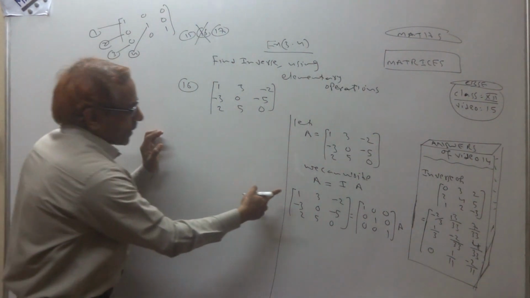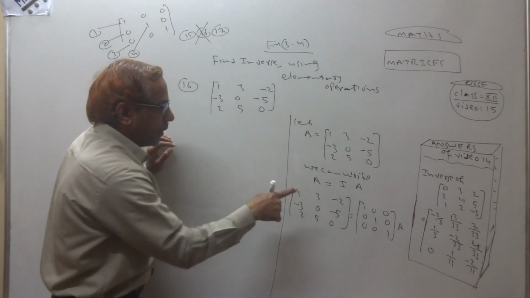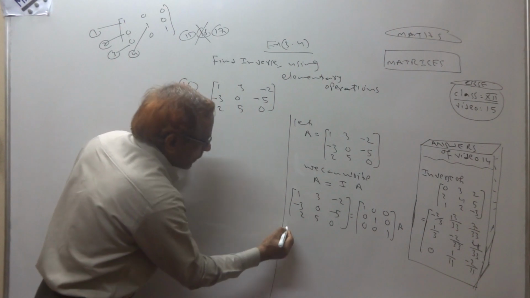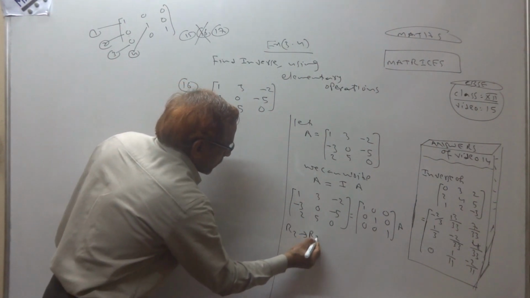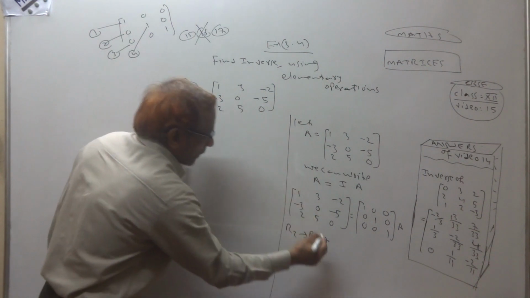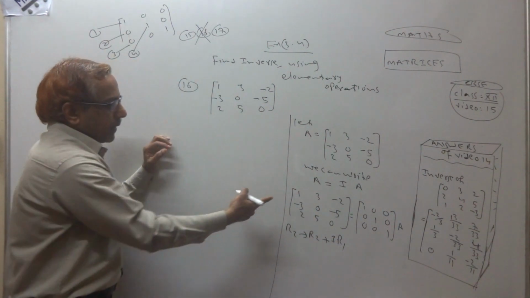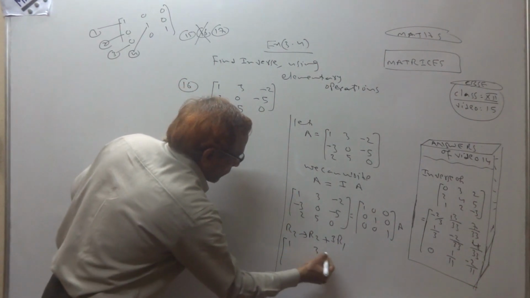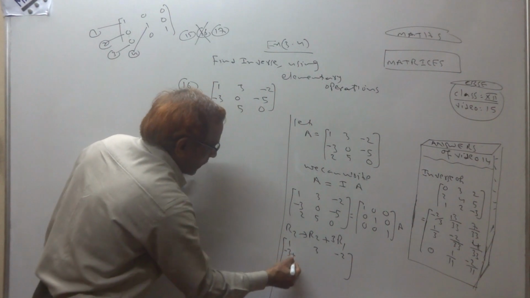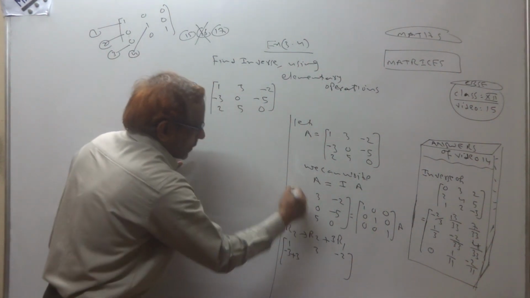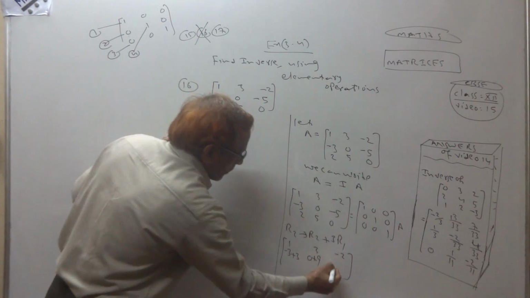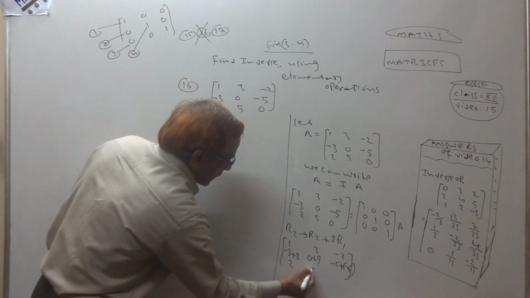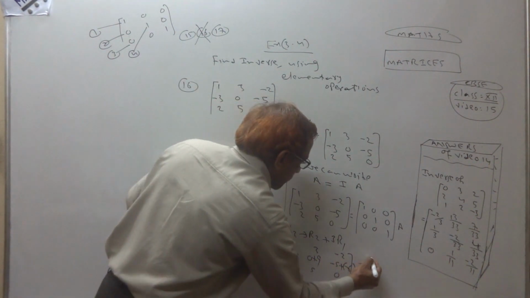First step is making 1. Already 1 is there. Now you should get 0 here. So how do you get 0 here? R2 gives R2 plus 3R1. Why? Because minus 3 plus 3 ones are 3, it becomes 0. So R2 will change. R1 same, minus 3 plus 3 ones is 0, 0 plus 3 threes is 9, minus 5 plus 3 twos is 1, and everything same. So the right side also you have to change.